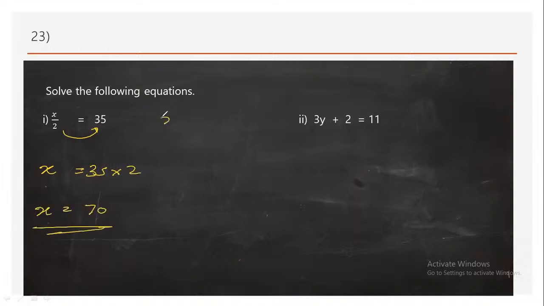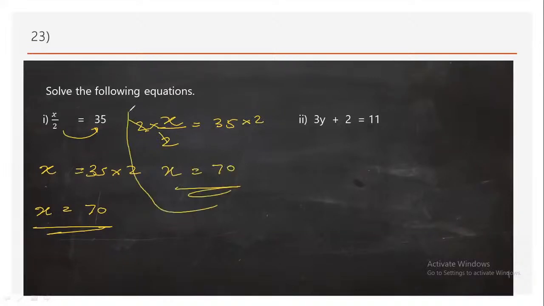Then it means when we were small, we have done like this. Even you can follow this method also. This side by 2, this side by 2. Equals equations, no? 70. If someone did like this, that is also correct. Next one.